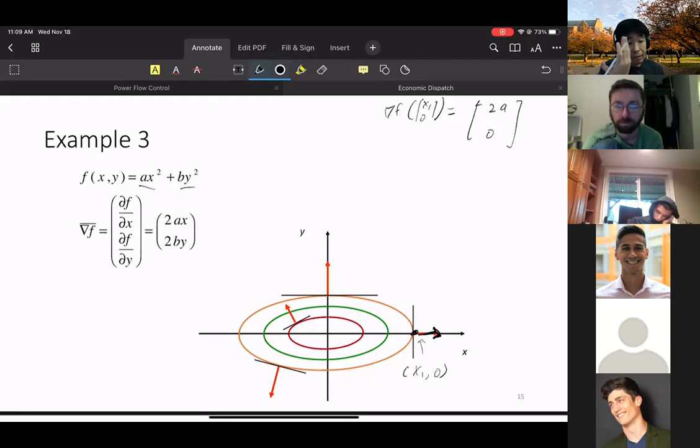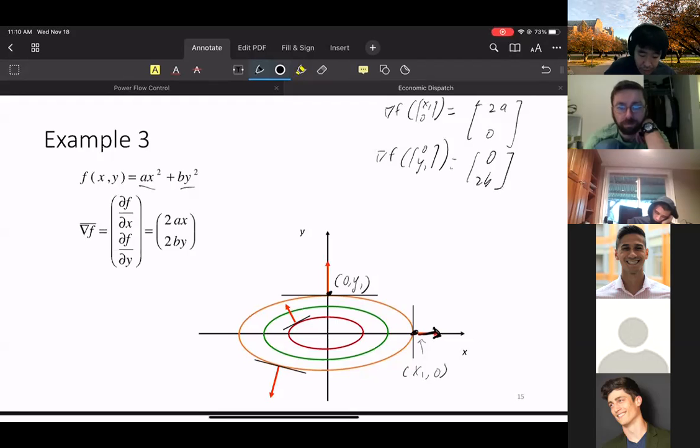So this gradient tells you this function is growing rapidly in the x direction if you move along the x direction. Okay. If you move along the y direction, the function doesn't change very much. And so if you're moving along the x direction, this is what the gradient tells you. Similarly, if you look at this point, let's say (0, y1), the gradient at this point is (0, 2b y1). So this tells you the function is changing in the y direction. Similarly for other points. Okay.